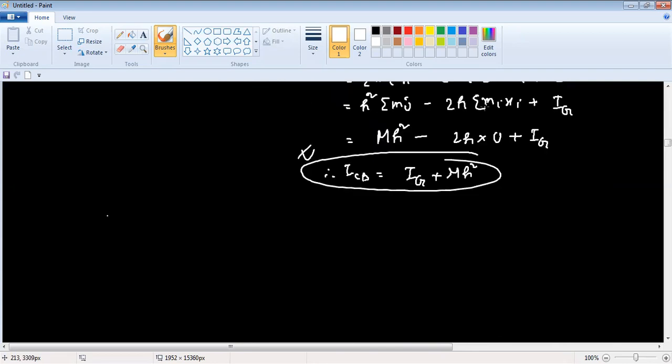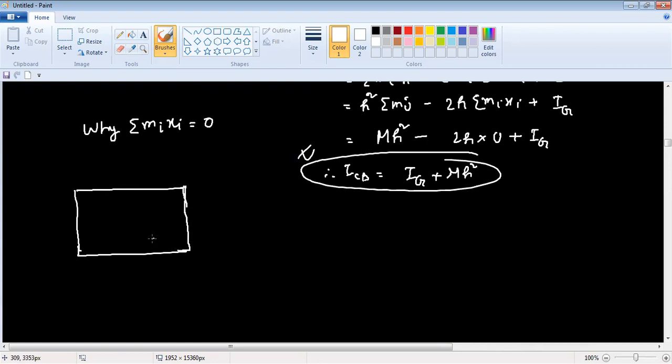So let's see why summation of mi xi equals 0. The question is why summation of mi xi equals 0. I can show this with an example. Suppose we have a rectangle. Please forgive my accent. I am new in making videos, so I have many errors. Hope you will forgive me for this, and I will try to improve myself with time.